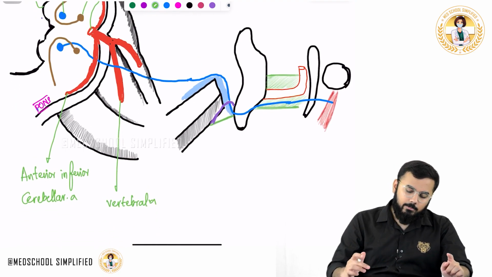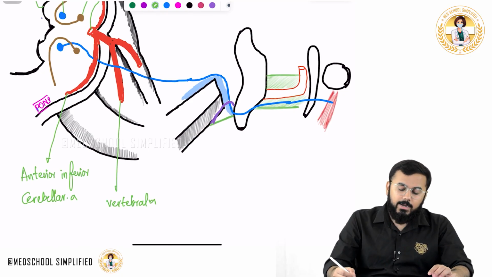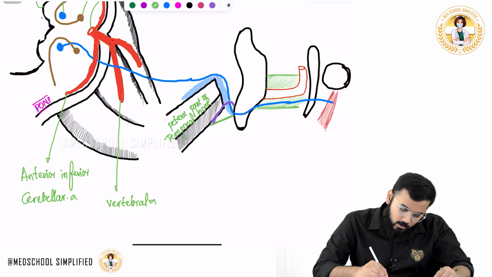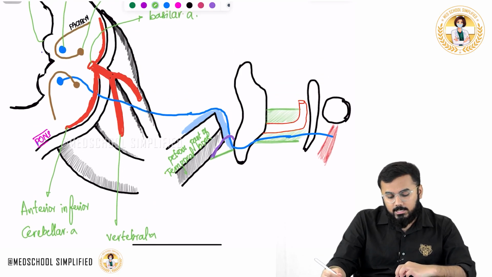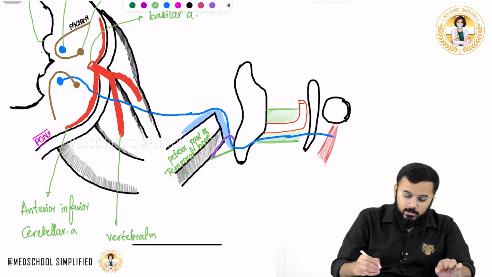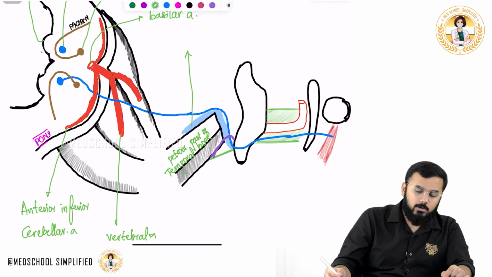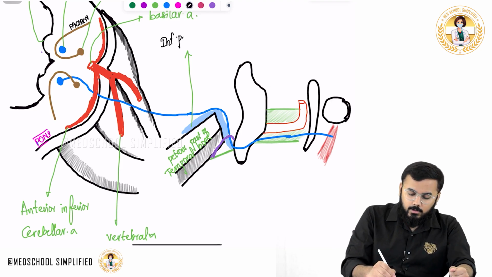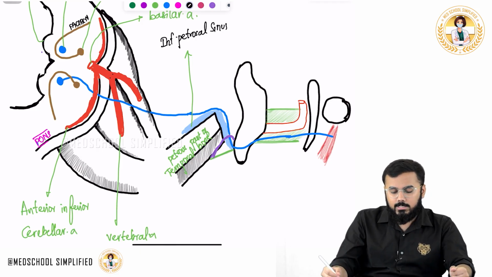Now by the way, what is this? This is called the petrous part of the temporal bone. Next, just above the petrous part of your temporal bone, you see a blue color shade. This blue color shade is called your inferior petrosal sinus.